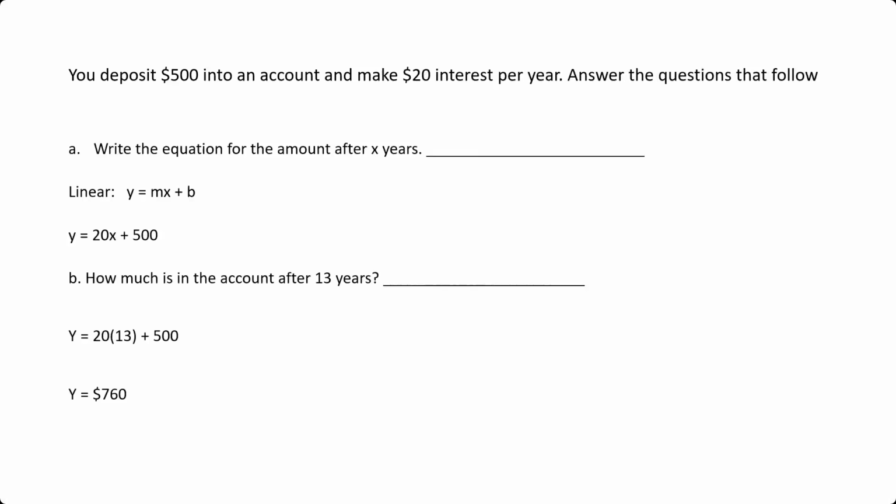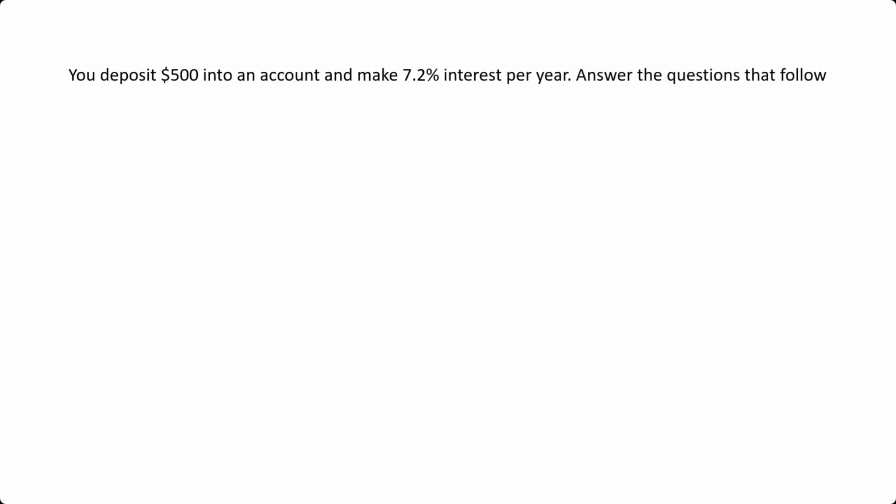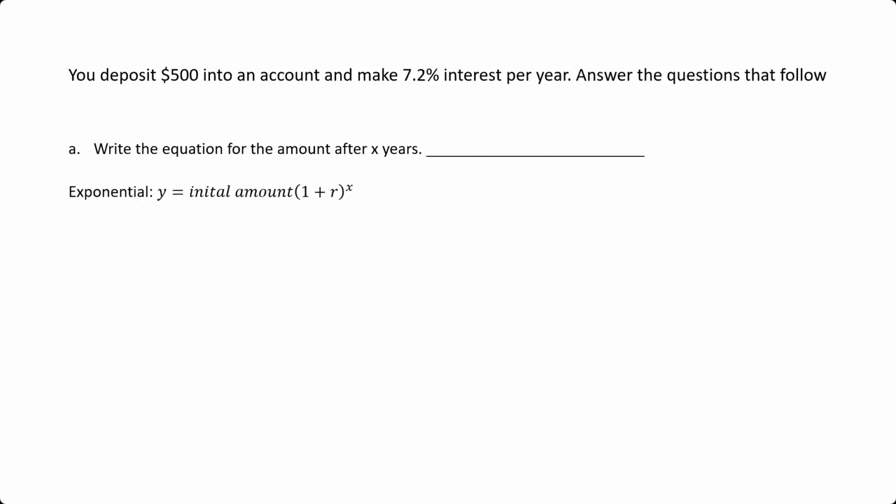Any questions on the linear? So it's linear because it was growing by the same amount each time. You deposit 500 into an account and make 7.2% interest per year. Linear or exponential? Exponential, because it's growing by 1%, so then the amount you're making each time is different. Remember exponential, you need y equals the initial amount times 1 plus r.